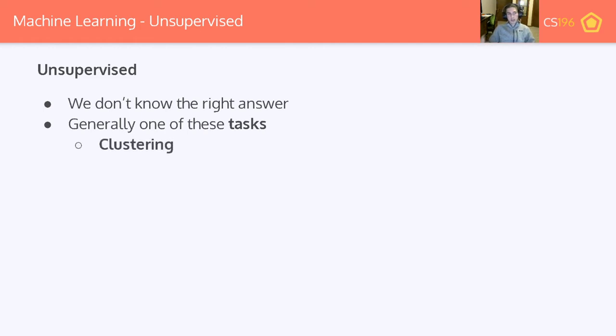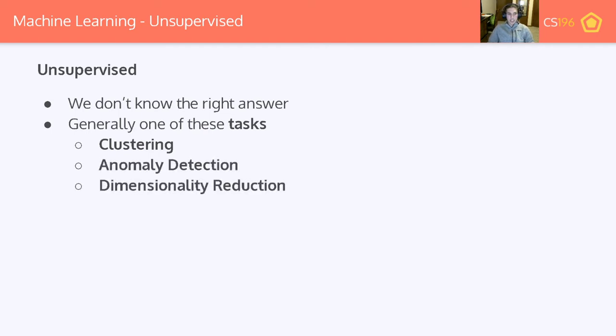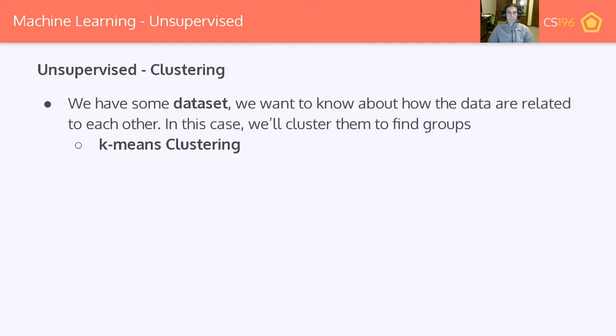And so, generally speaking, and this isn't maybe a perfect generalization, but we'll generalize nonetheless, unsupervised methods fit under one of three categories: clustering, anomaly detection, and dimensionality reduction. And let's talk about each of these a little bit more specifically. First, clustering. For clustering, we have some data set, and we want to know if we can cluster our data into groups in a kind of efficient and effective way.